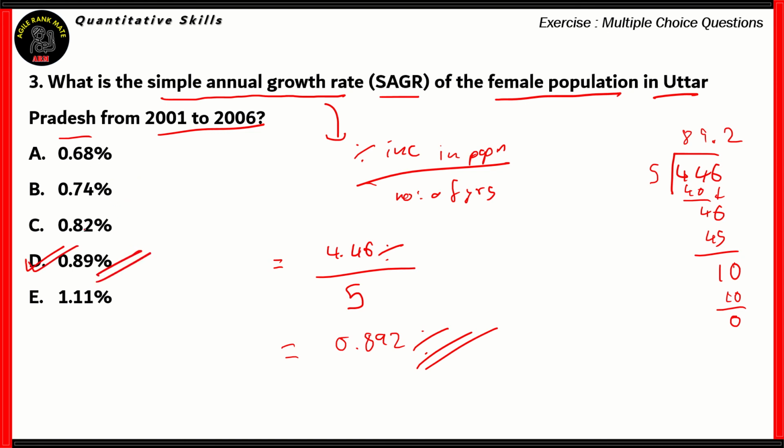0.89%. All the other options are incorrect because they're numerically not equal to the simple annual growth rate that we've calculated. The calculated value is 0.892%. 0.89%, that is option D, is the closest value to it, so we consider it to be the right option.